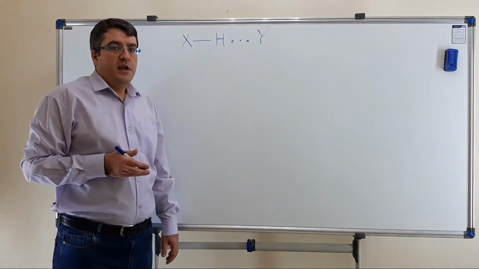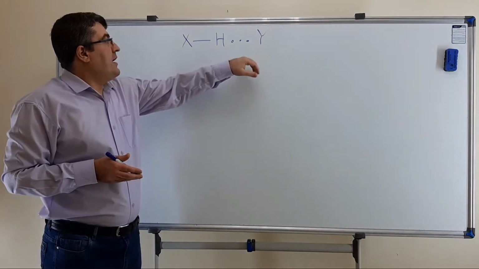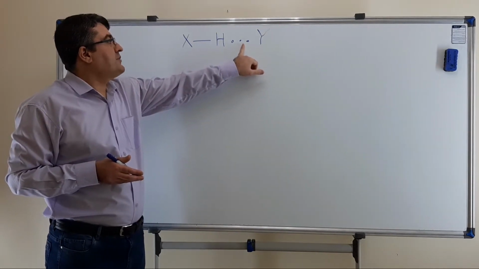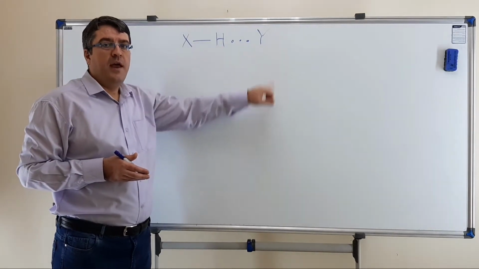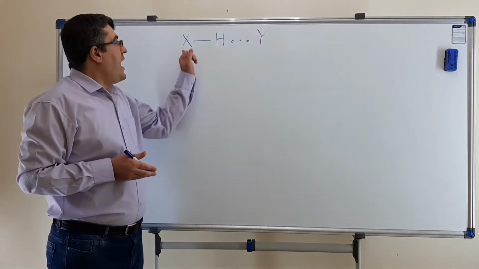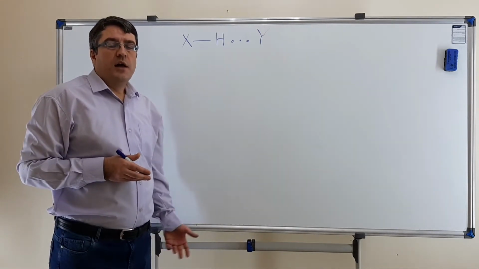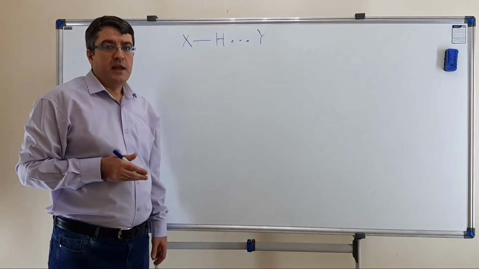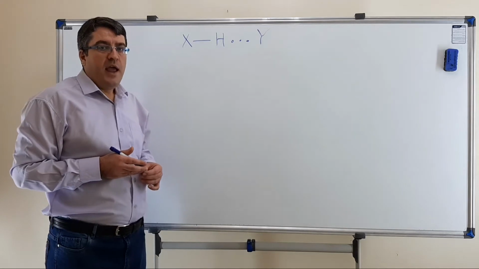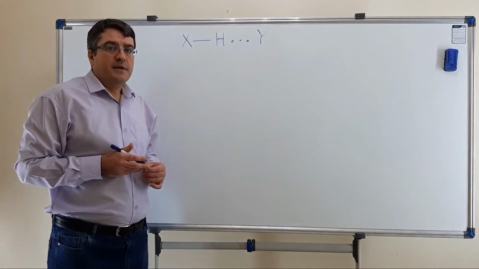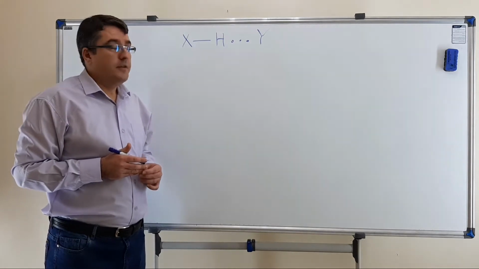We see that the general form of the hydrogen bond can be written like this, where these three dots represent the hydrogen bond between this hydrogen and this Y atom. In a narrow view, X and Y are small and electronegative atoms, nitrogen, oxygen, and fluorine. In a broader view, in addition to oxygen, nitrogen, and fluorine, X and Y can also be other atoms like sulfur, phosphorus, chlorine, and so on.